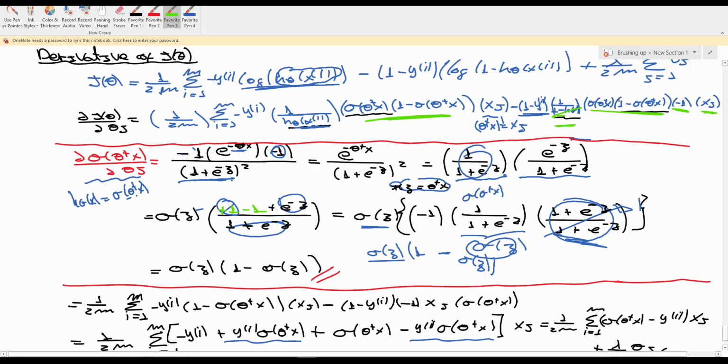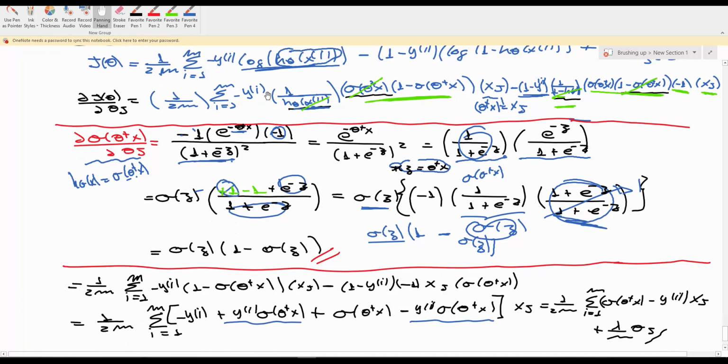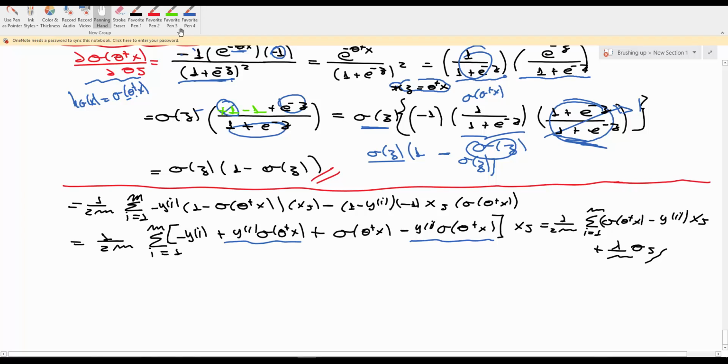Now we can take this with this, and what we obtain looks like this. We just have minus y sub i, 1 minus the sigmoid function, times x sub j, and the second part, 1 minus y sub i, the negative sign, x sub j, and the sigmoid function. So what we do is factorize these x sub j's and put them right over here. Now what we do is simple multiplications.